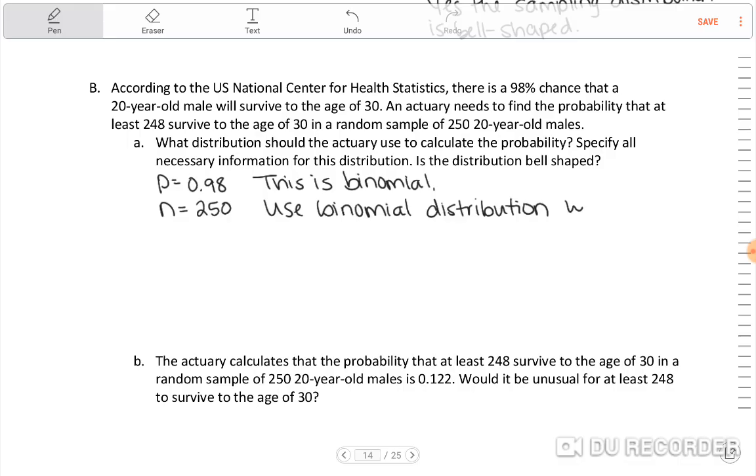And with these two things, with P equals 0.98 and N equals 250. That looks super sloppy.